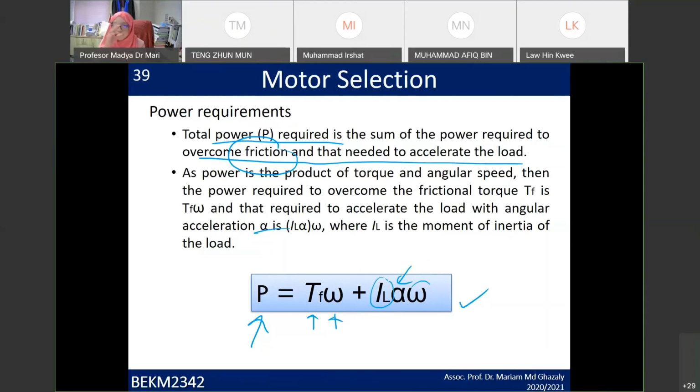Do not worry about this. This is just a general overview of how to calculate power, but in your exam, it's not going to be asked. It's more similar to the assignment. But anyway, when you do motor selection, you need to make sure that the power is enough for the load that you are going to apply.